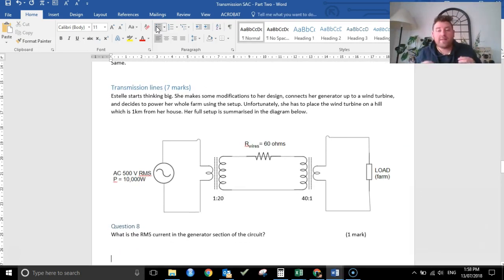All right, question 7. Question 7 was the start of the big transmission problem, which I told everyone going in there was going to be on there. And generally speaking, it was pretty well done.